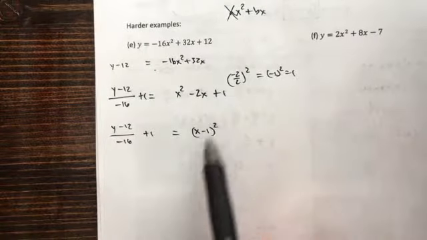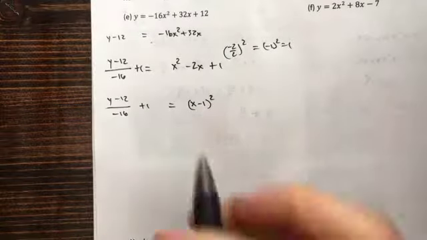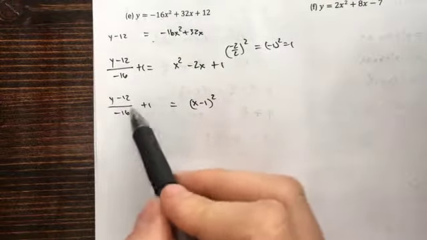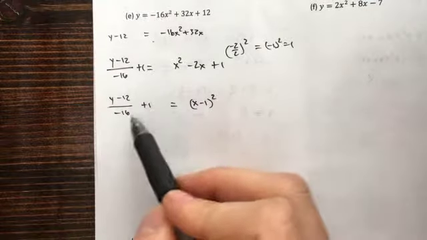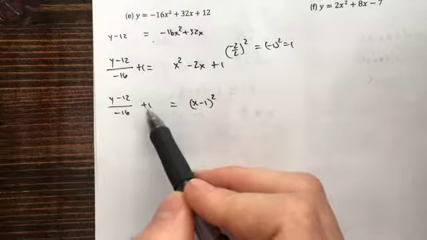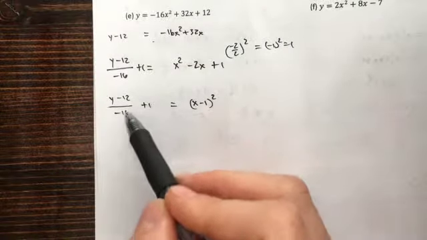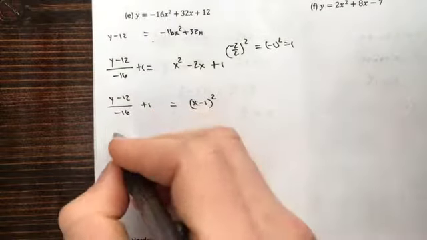This is a perfect square trinomial, so it factors to that binomial squared. And now I just need to solve for y. So again, be careful here, because what has been done to y? Well, you subtracted 12, then you divided by negative 16, then you added 1. So we have to undo that in the reverse order. Subtract 1, multiply by negative 16, then add 12.